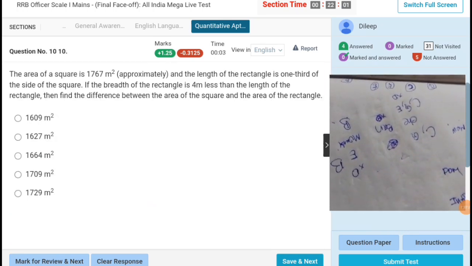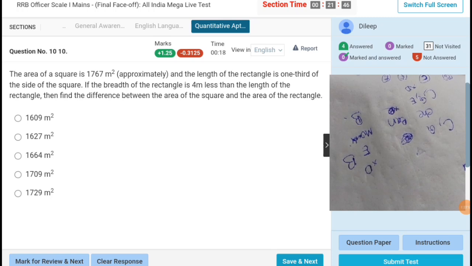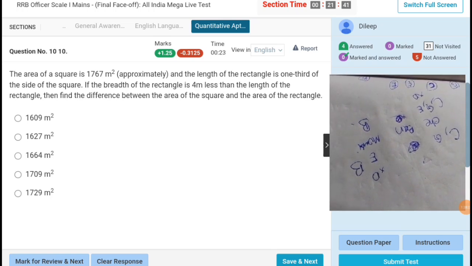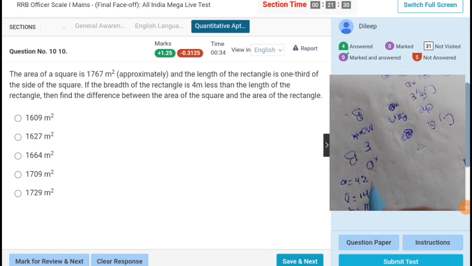Find out A is 5 by 4. A is 42. The length of a rectangle is 1/3 of the, and the breadth of a rectangle is 10. Area of the square, rectangle.